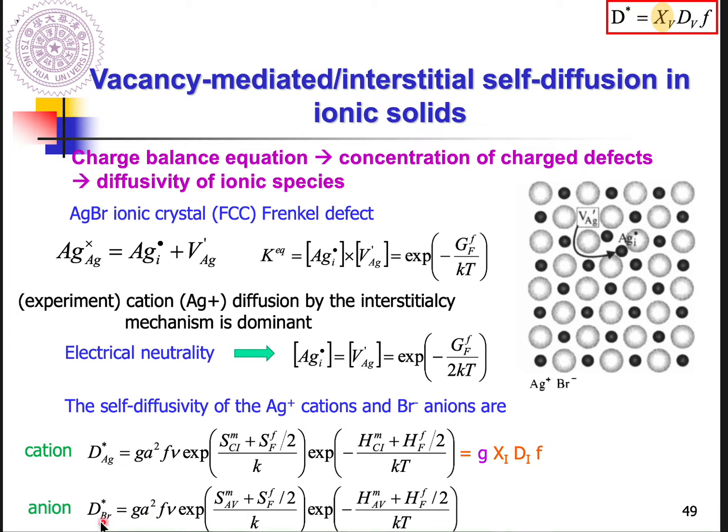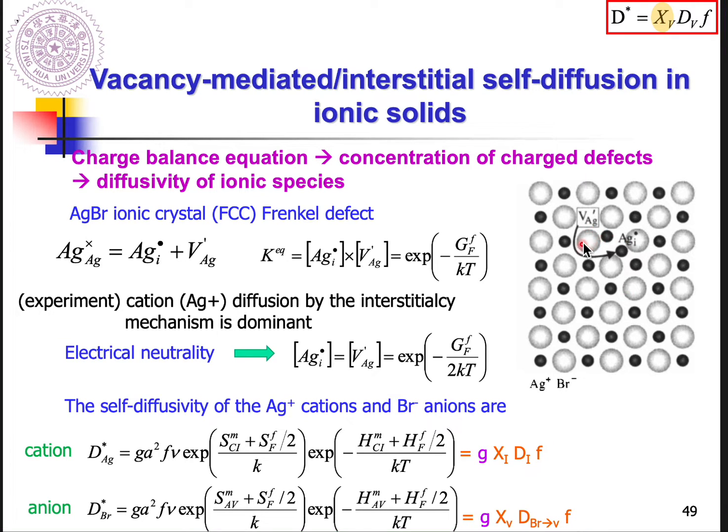And for the bromide ion, this anion is also in an ionic material, so put a G here. The bromide is a big guy here. The only way for bromide to diffuse through a vacancy-mediated mechanism is through a vacancy at a silver site. So X_V is the vacancy fraction at the silver site, times the diffusivity of bromide jumping to the vacancy at the silver site, times the correlation factor F.